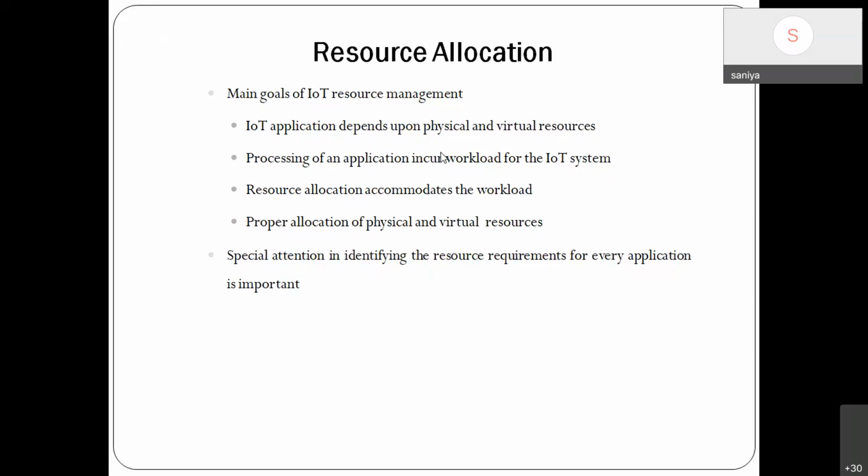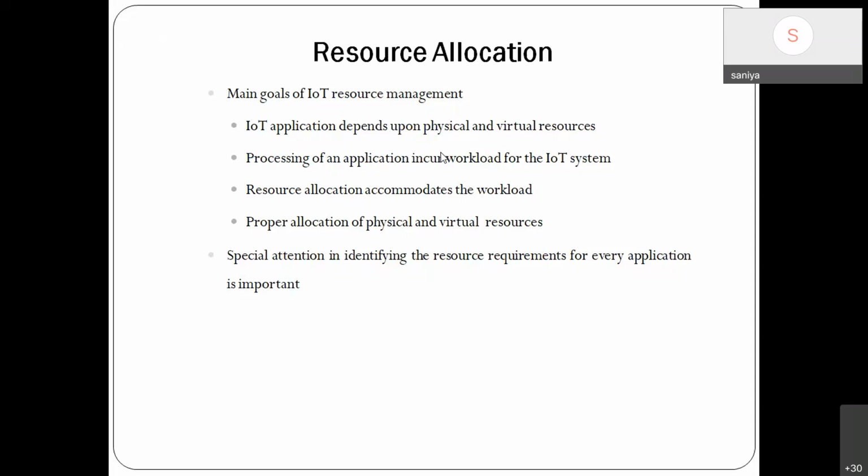So if the processing of the application incurs workload for the IoT system, the resource allocation will accommodate this workload. So whenever the data that this IoT device has sensed, I am going to process this data. It will incur the workload. And how am I going to accommodate this workload? By allocating the resource. So proper allocation of physical and virtual resources is very important for IoT resource management or resource optimization.